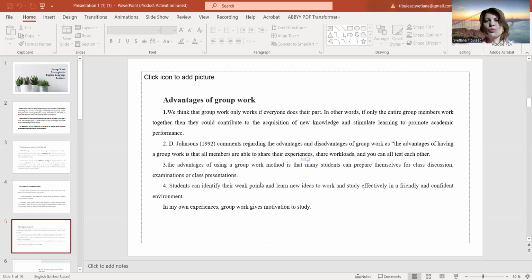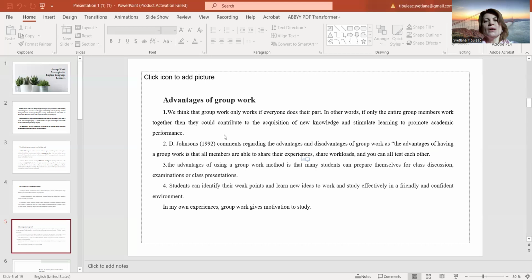The advantages of group work. We think that group work only works if everyone does their part. In other words, only if the entire group members work together can they contribute to the acquisition of new knowledge and stimulate learning to promote academic performance.